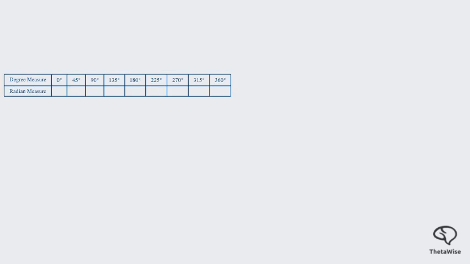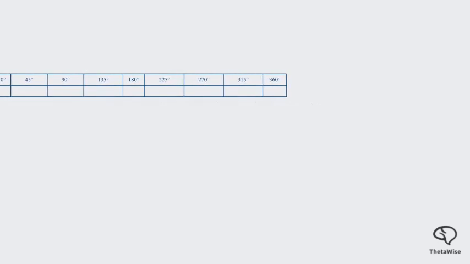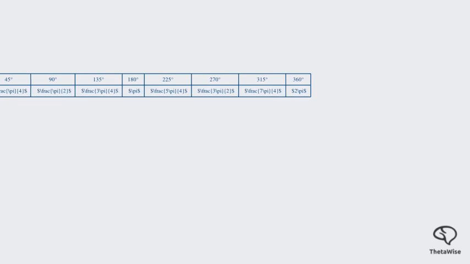As a final exercise for this section, let's fill in a conversion table for some common angles. Let's complete this table, converting each degree measure to its radian equivalent in terms of π. You can pause the video and try this yourself first. Here are the solutions. Notice the pattern. 45 degrees is π over 4, and the subsequent angles are simply multiples of π over 4. For instance, 135 degrees is 3 times 45 degrees, so it's 3π over 4.